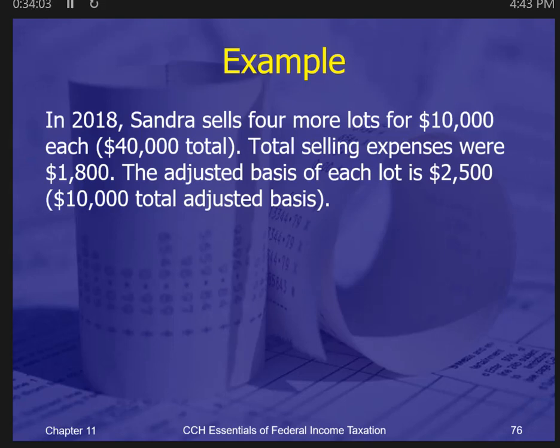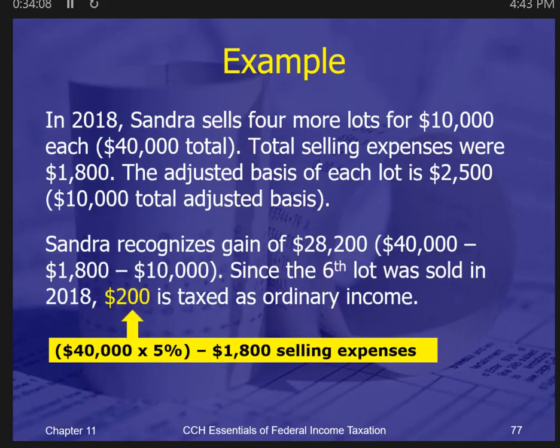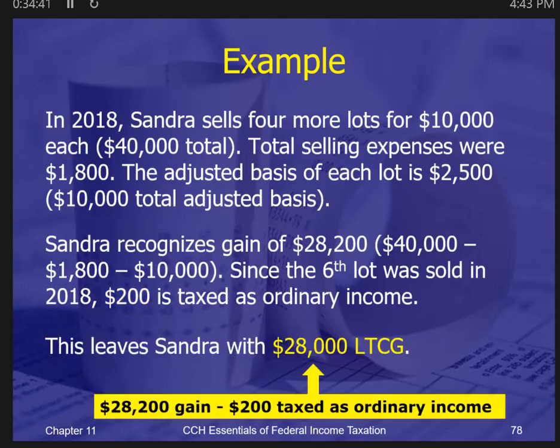But in this case, selling expenses were $1,800. And the gain that is ordinary is only up to 5%. So 5% of the $40,000 she sold them for in total is $2,000. $1,800 of the selling expenses goes against that. She only ends up with $200 as ordinary income. So in essence, it's all capital gain even after that 6th lot is sold. So basically, subdivided real estate, if you are not a dealer, is a capital asset and capital gain.